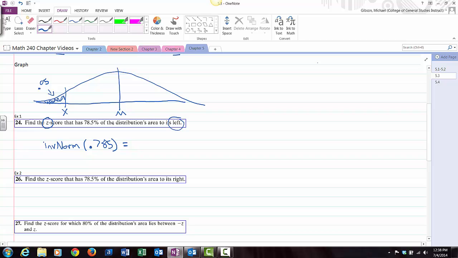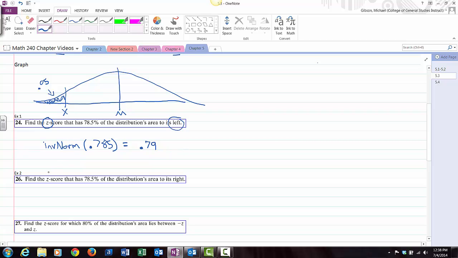Since it's standard normal, the calculator will assume that if you don't tell it any different. So I picked second distr, INV norm 0.785, close parenthesis, enter. We get 0.789 or 0.79. Typically most of these where they ask you for the value, they usually do 2 decimal places or sometimes 1 depending on the situation.